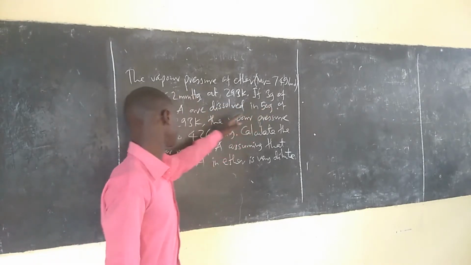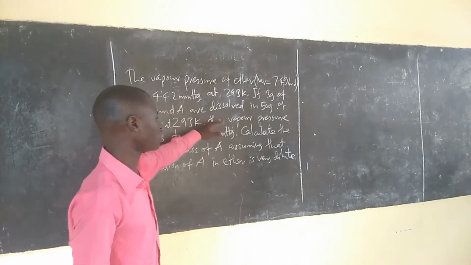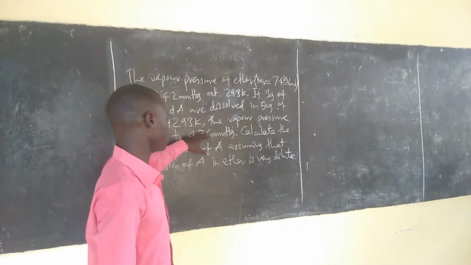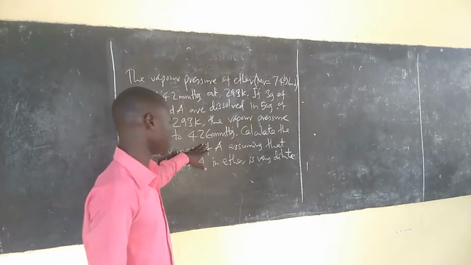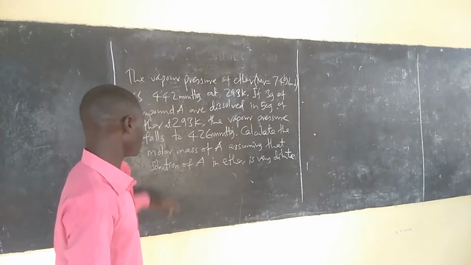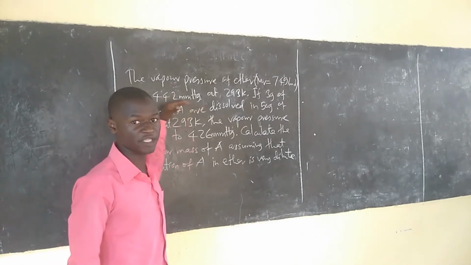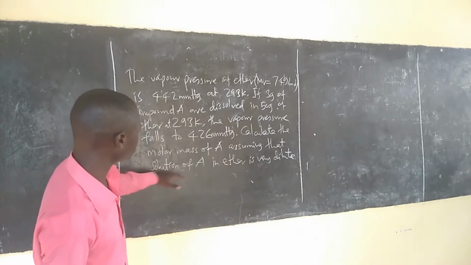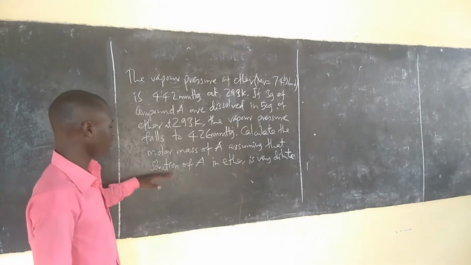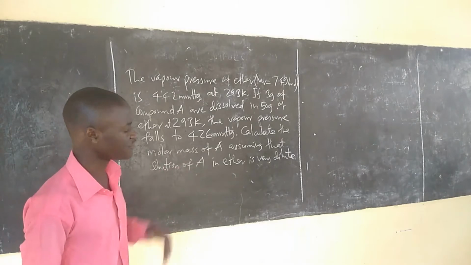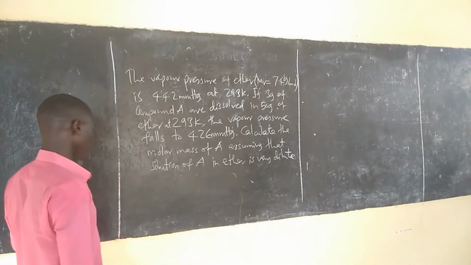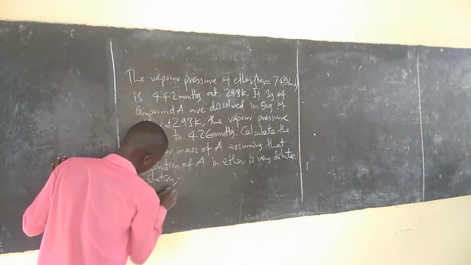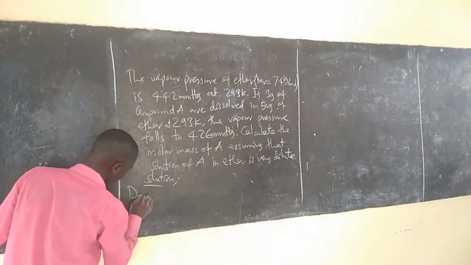Now if 3 grams of compound A are dissolved in 50 grams of ether at 293 Kelvin, the vapor pressure falls to 426 mm of Hg. That means this is the vapor pressure of pure ether and this is the vapor pressure of the solution. Then calculate the molar mass of compound A, assuming that the solution of A in ether is very dilute. Now let's start with the solution and then data given.